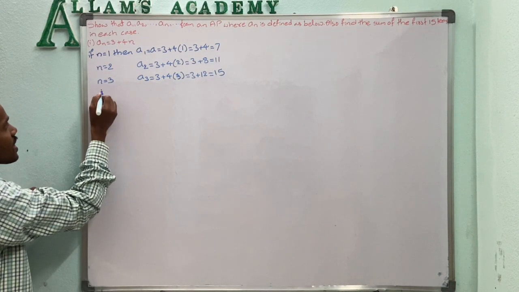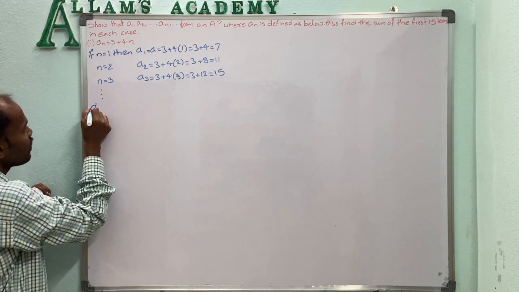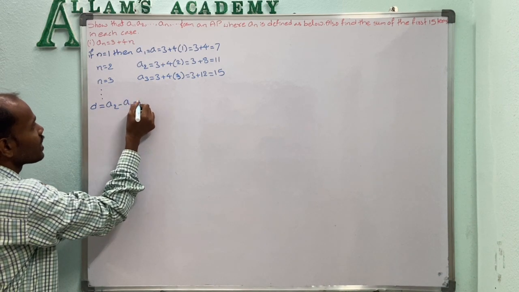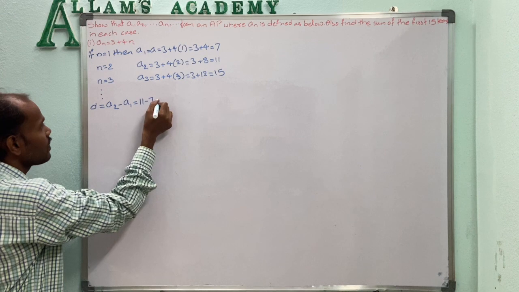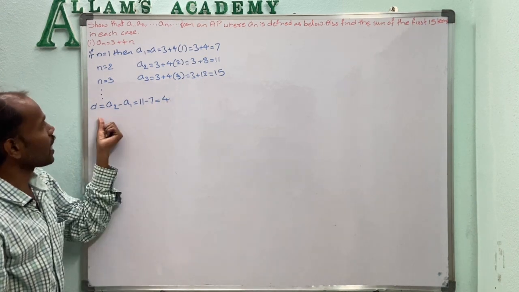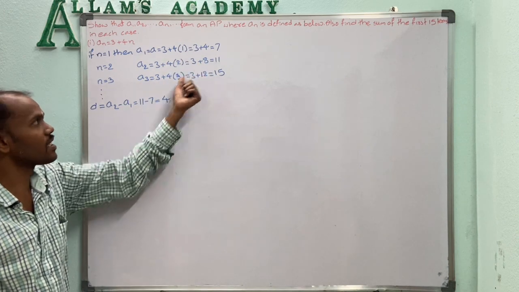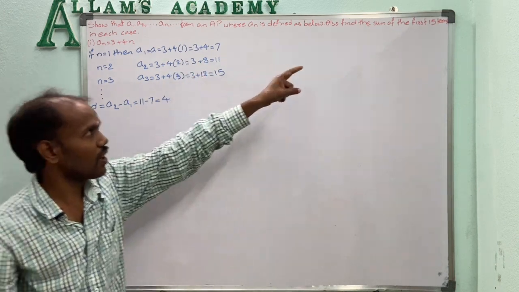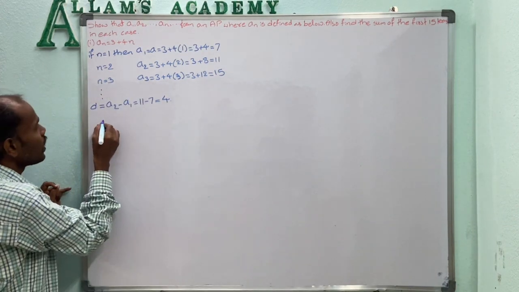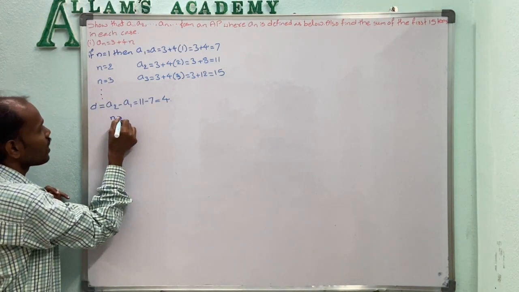Now in this series the common difference d = a2 − a1, that is 11 − 7, which is 4. So the common difference of the series is 4. Now our task is to find the sum of the first 15 terms. So here n = 15.